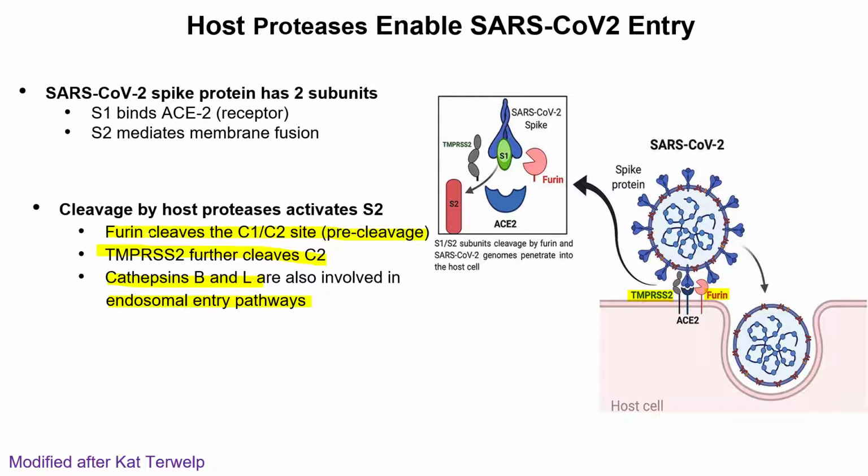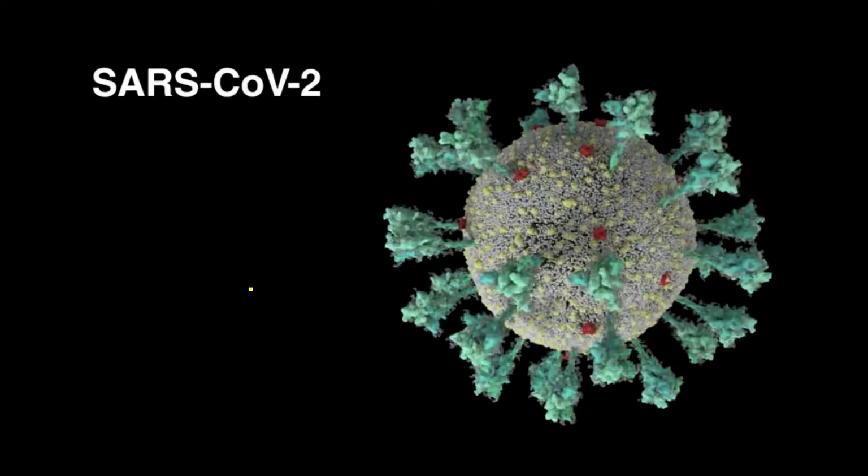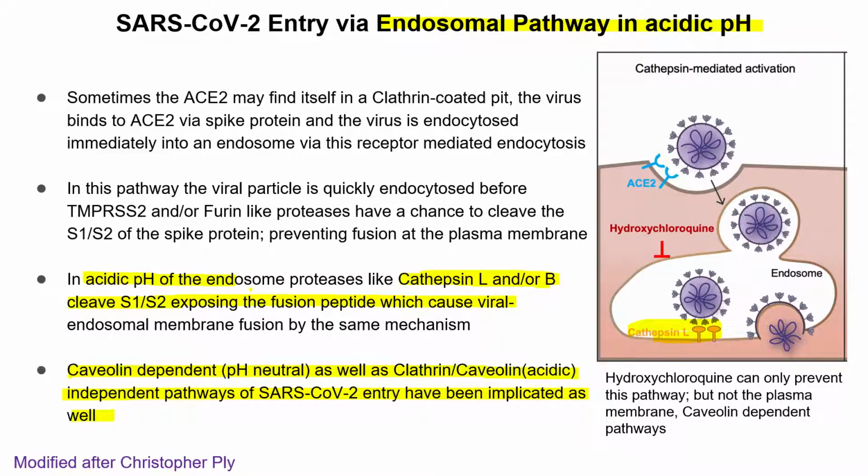And TMPRSS2, these are on the plasma membrane. They act at neutral pH. Furin is also in the cytoplasm, doing different functions. Whereas cathepsin B and L act at acidic pH, and they are in the endosome, so for the endosomal entry. So we have seen the whole process. Definitely look at the video, just for a little bit of an idea. And right here in the acidic pH.